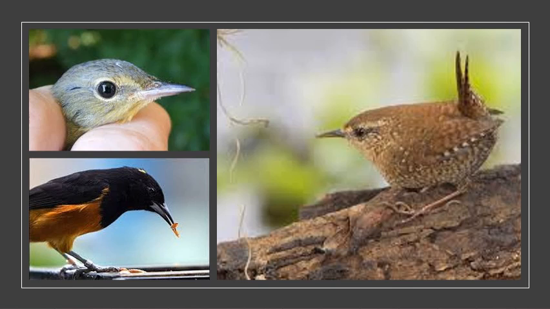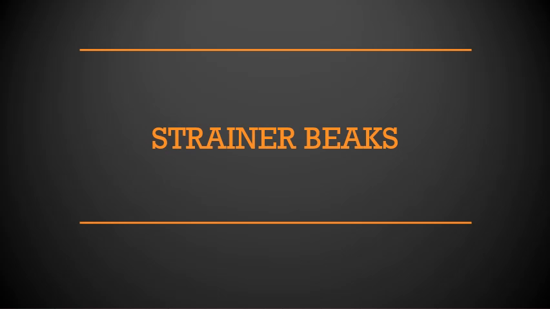Here you can see the examples of warbler, wrens, and orioles. As you can see, they have small beaks, but they look like a tweezer. It is easy to catch and pick up the small insects. Then the next one is strainer beaks.